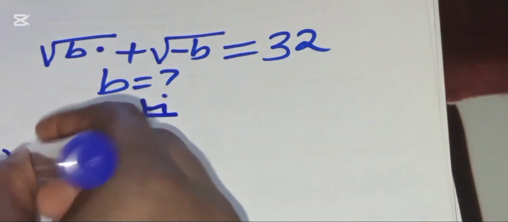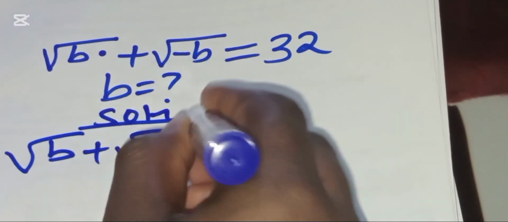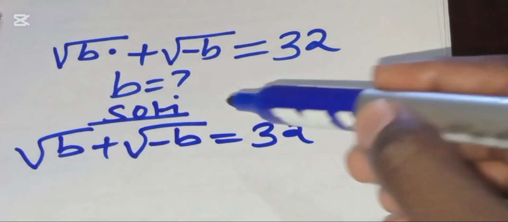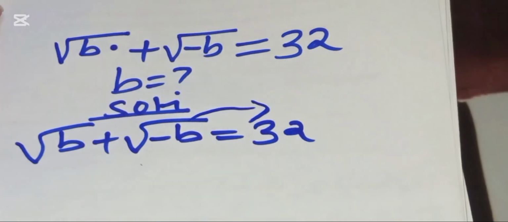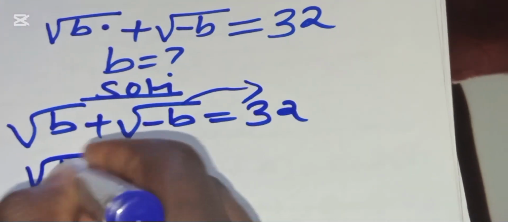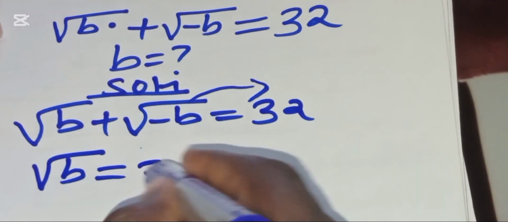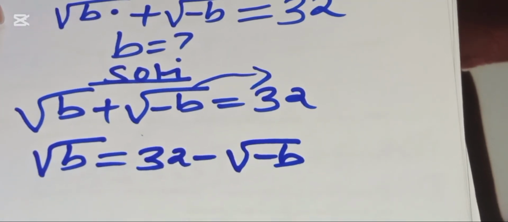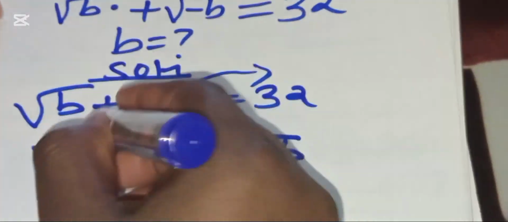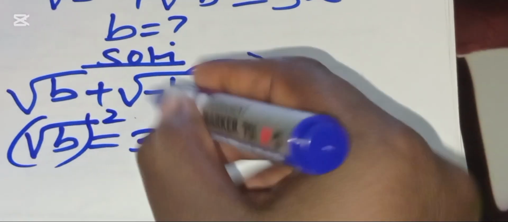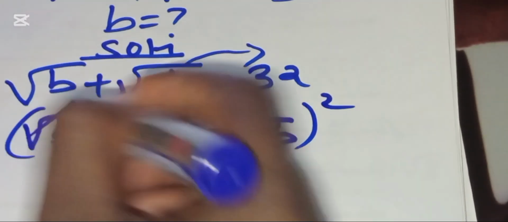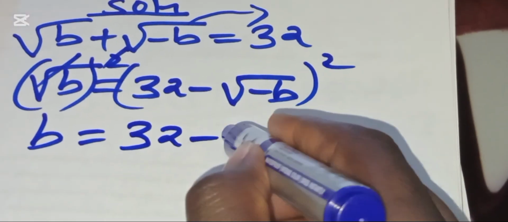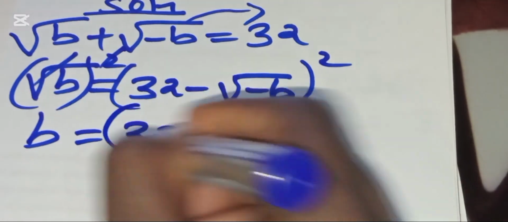We will have the square root of b plus the square root of negative b. This is equal to 32. Now let's subtract the square root of negative b from the right hand side, so that we'll have the square root of b equal to 32 minus the square root of negative b. Now, the next phase is to square both sides. Okay, let's square both sides as follows. So we'll have b equal to 32 minus the square root of negative b, this squared.